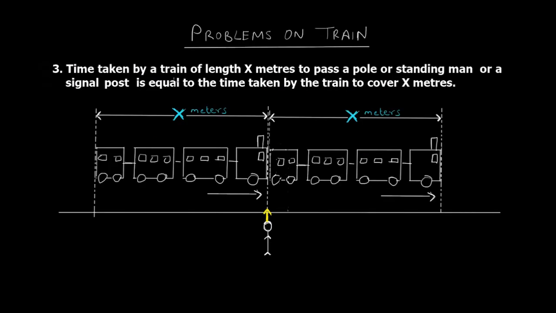Okay, so let me just read out this point. So the time taken by a train of length x meters to pass a pole or a standing man or a signal post is equal to the time taken by the train to cover x meters. So let me just explain what this point is trying to explain us.